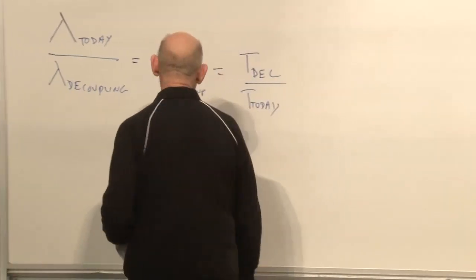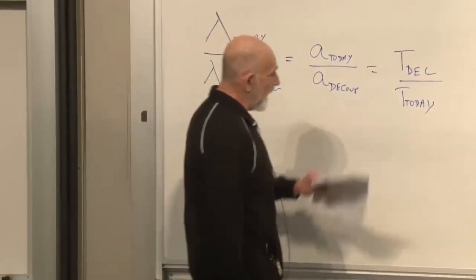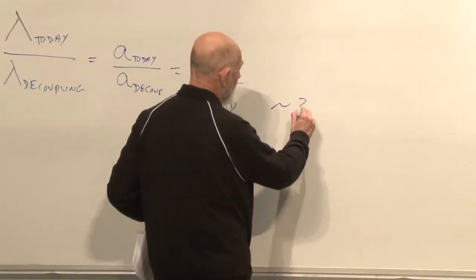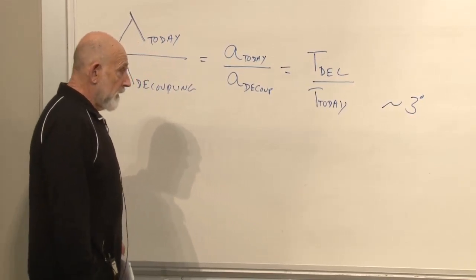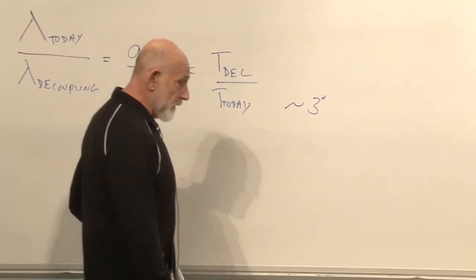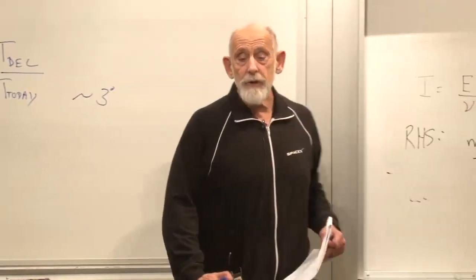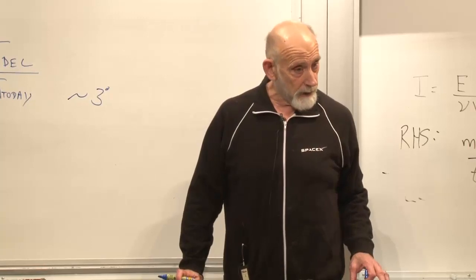And this is the ratio of the temperature today to the temperature at decoupling. The temperature today is about 3 degrees Kelvin. And it's an interesting question: what can we say about the temperature at decoupling?